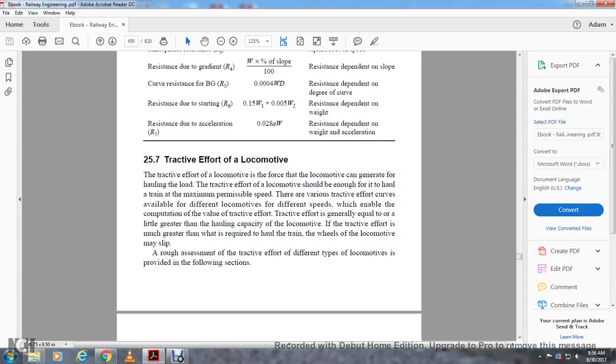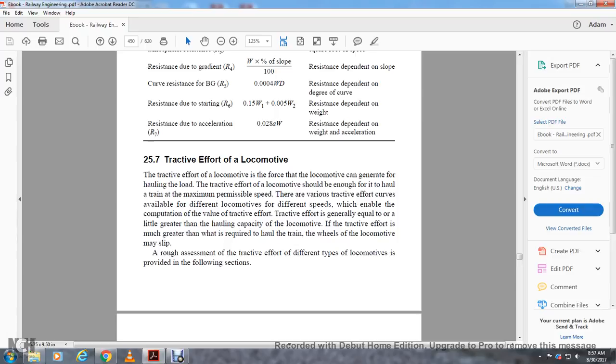25.7 Tractive effort of the locomotive. Tractive effort is the force the locomotive can generate for hauling the load. The tractive effort of the locomotive should be enough to haul the train at the maximum permissible speed. Tractive effort curves are available for different locomotives at different speeds, which enable computation of the value of the tractive effort.